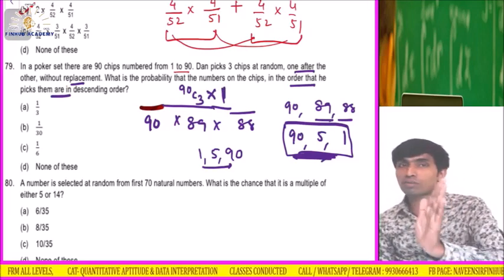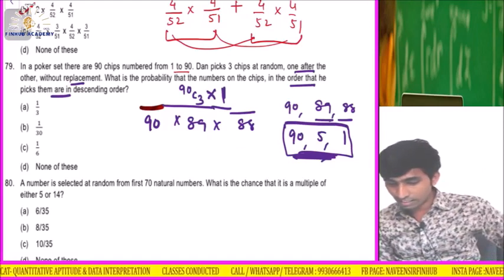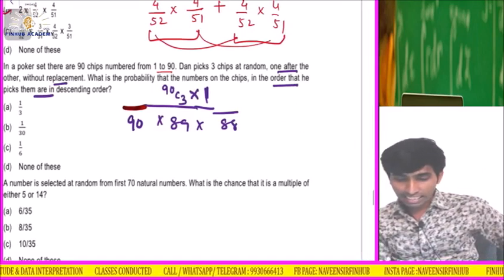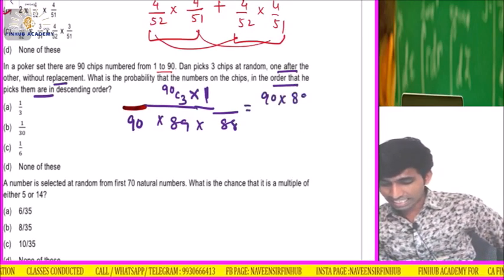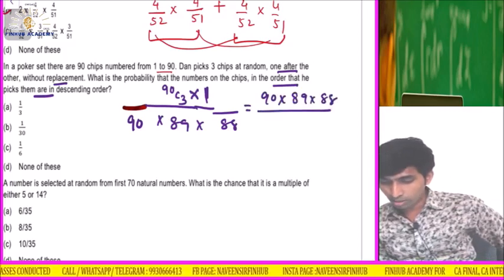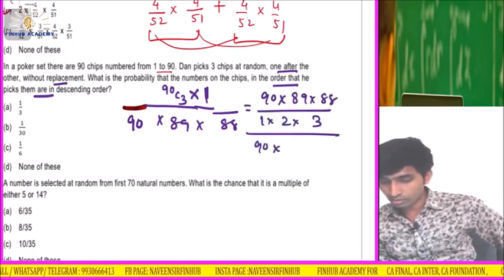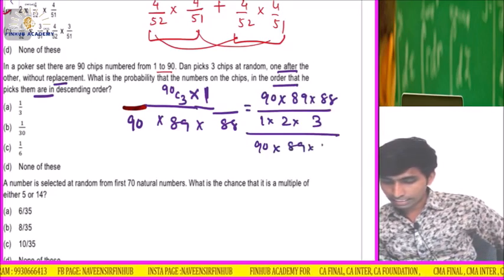Denominator was what? 90, because first option is 90 into 89 into 88. Let's see if we can get the answer from this. Okay, so let's check. 90C3 can be written as 90 into 89 into 88 upon 1 into 2 into 3, the whole divided by 90 into 89 into 88.